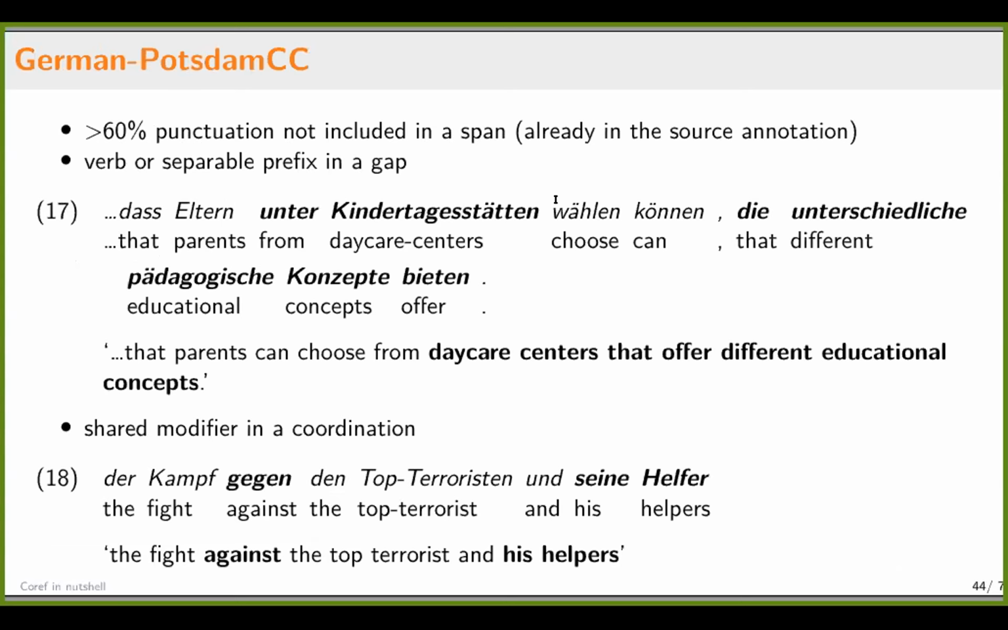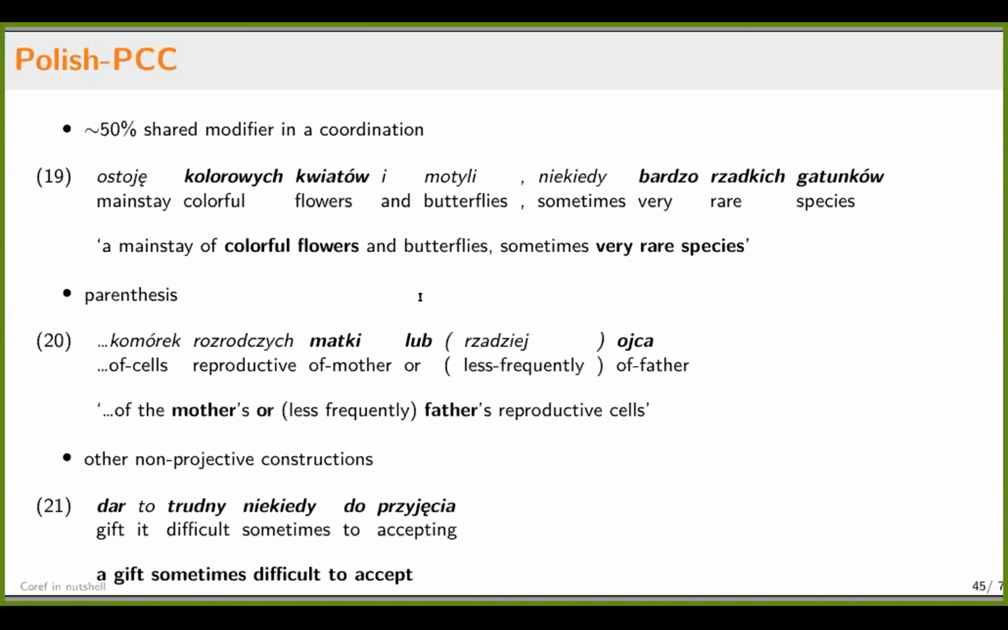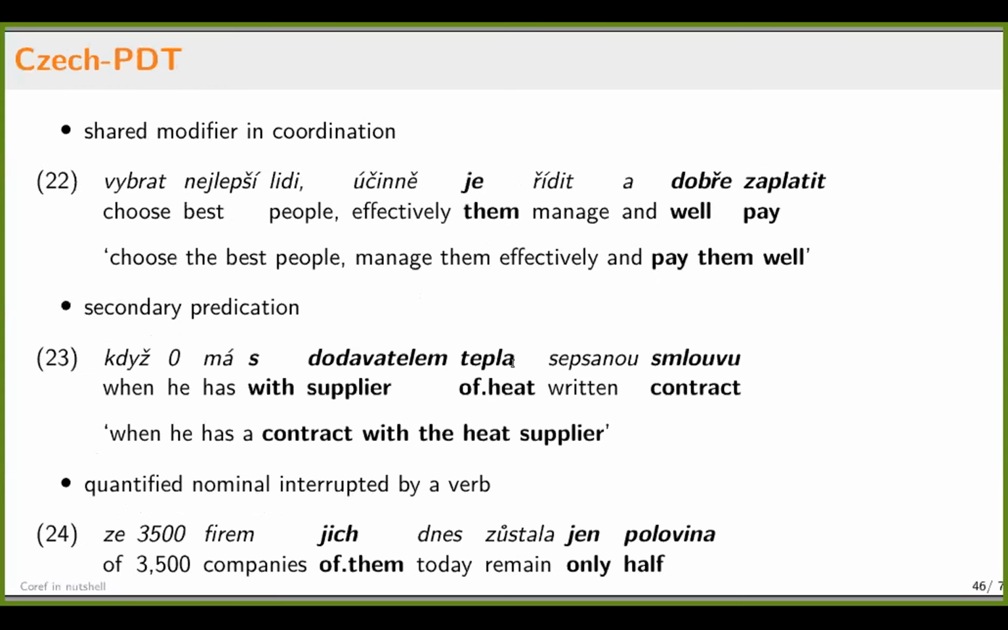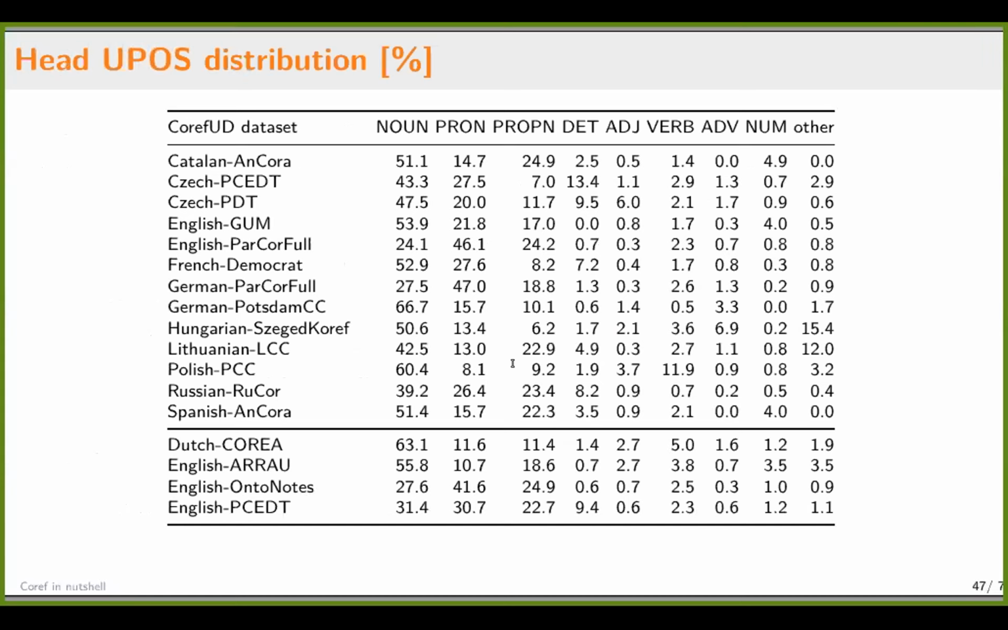In this German example, it's non-projective because the German grammar says that this verb needs to go to the end of the clause, but this relative clause is actually part of this mention. And again, there are also shared modifiers. In Polish here we can see the parenthetical case, so this explanation less frequently is not part of the mention, and there are some other cases. If you're interested in this, maybe we can get to that in the discussion. And one more slide from me.